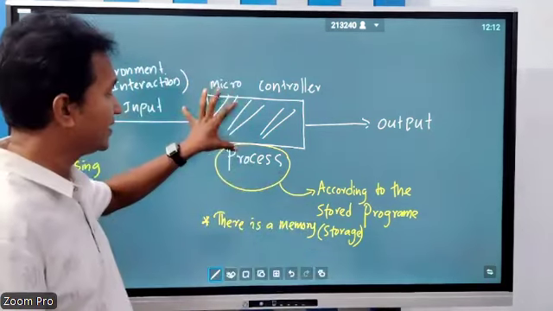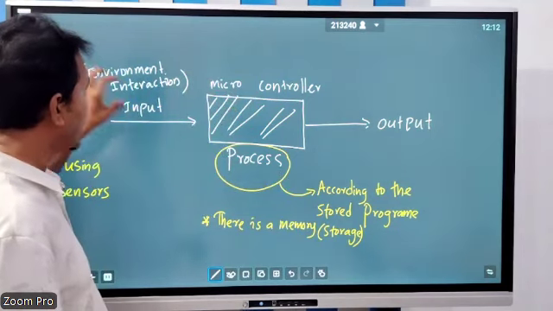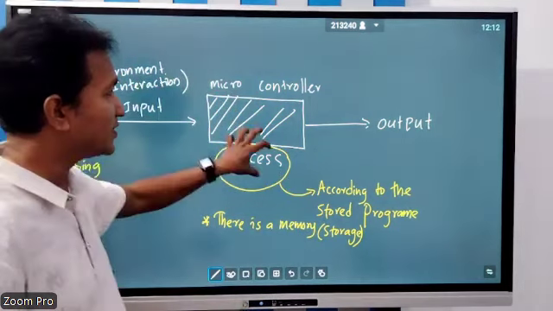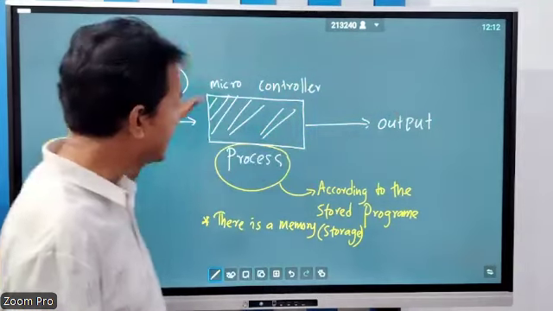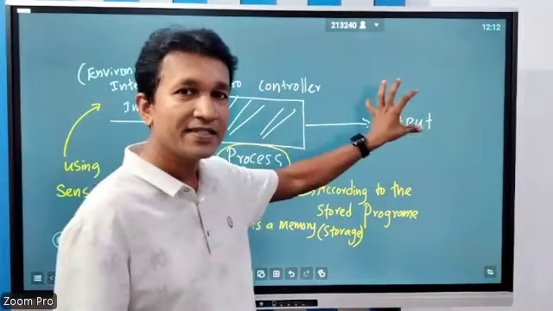Right? So this is the thing. There is an input, there is a process, there is an output. Therefore, this unit is like a computer.